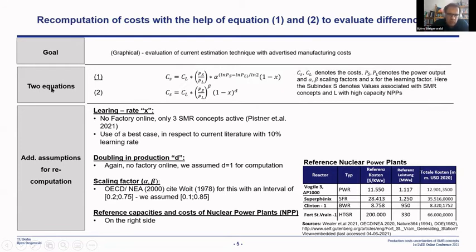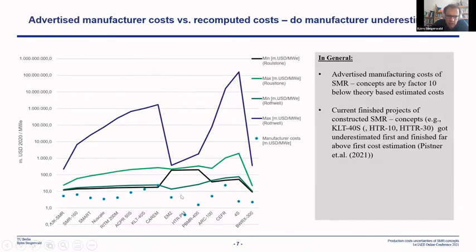I told you both equations. So we are trying to evaluate that graphically. That's our goal. So we assume a best case landing rate from 10%. We are putting the D there to 1 to equalize it. We assume a scaling factor from 0.1 to 0.85 as a maximum. And we are using those references. We're ending up at this picture.